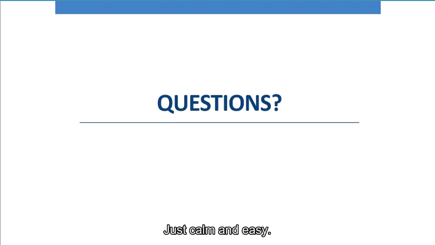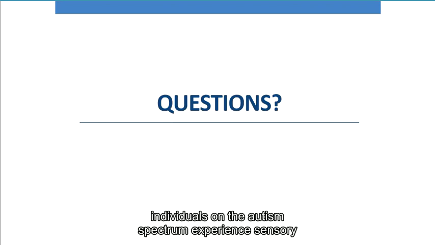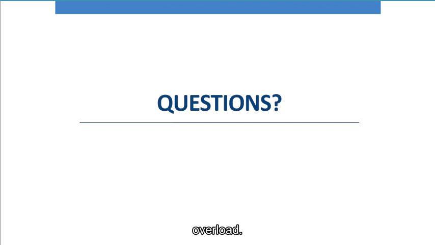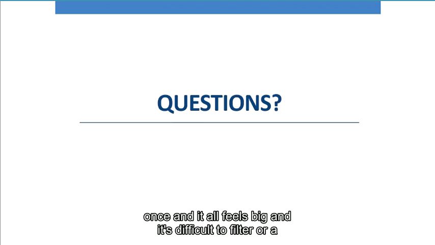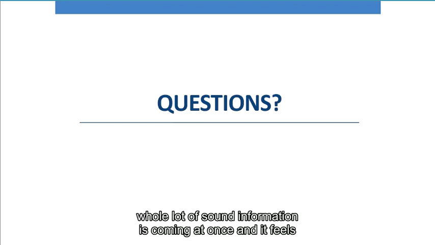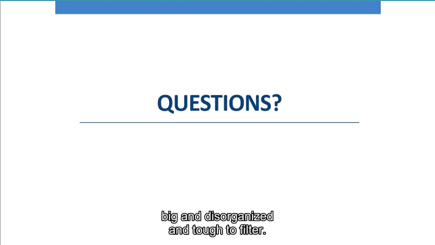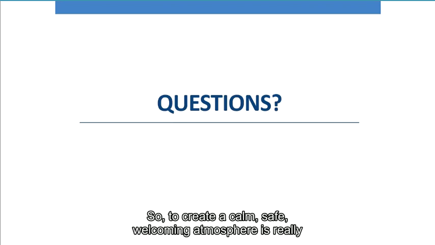And other things to remember are that individuals on the autism spectrum often experience sensory overload, so that a whole lot of visual information is coming all at once and all feels very big and it's difficult to filter, or a whole lot of sound information is coming at once and it all feels very big and disorganized and tough to filter. So to create a calm, safe, welcoming atmosphere is really important.